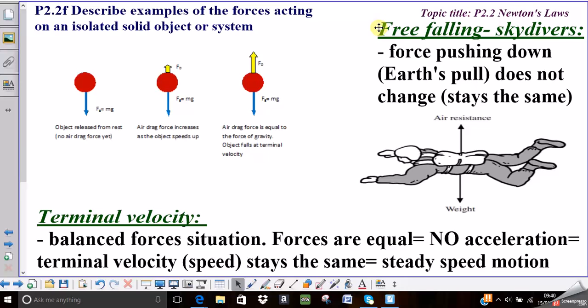Physics, Newton's laws. P22F: describe examples of the forces acting on an isolated solid object or system.